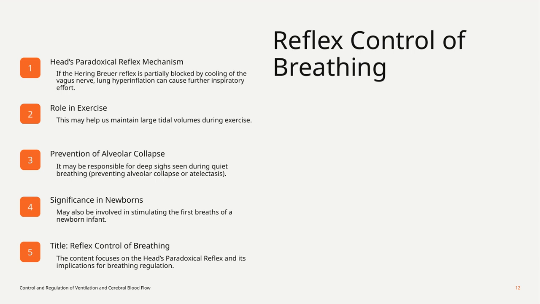Head's paradoxical reflex is interesting because it involves a situation where, if the Hering-Breuer reflex is partially blocked, say, by cooling the vagus nerve, lung hyperinflation can actually lead to further inspiratory effort. In other words, instead of stopping us from inhaling more, the system can become a bit paradoxical, encouraging deeper breaths. All of these points highlight how complex and finely tuned our respiratory control system really is, especially in maintaining proper ventilation and cerebral blood flow.